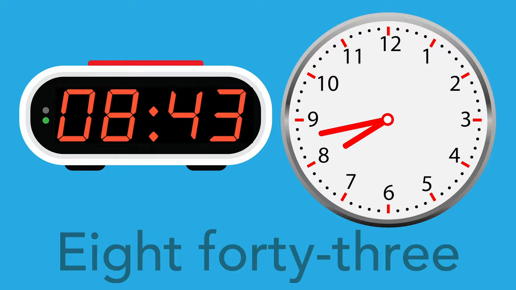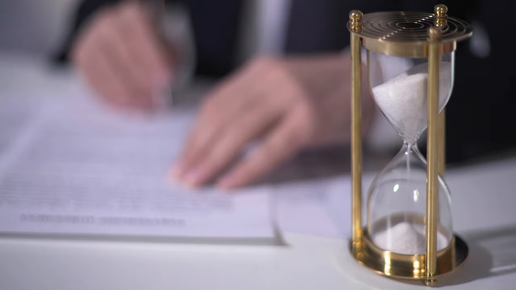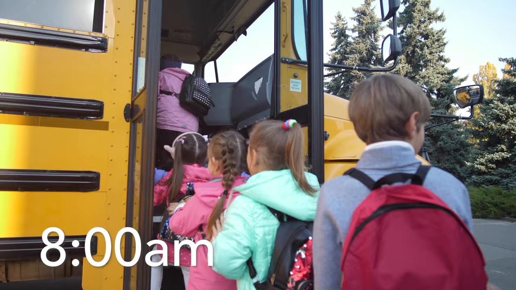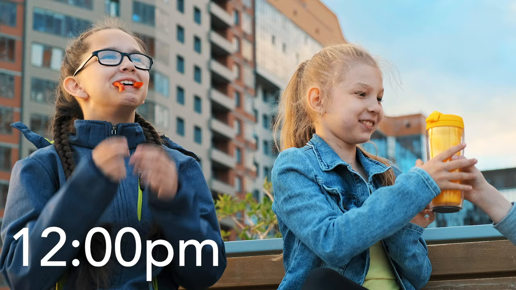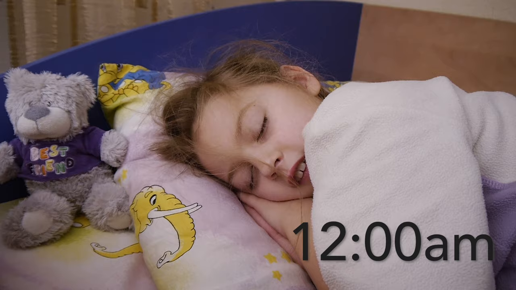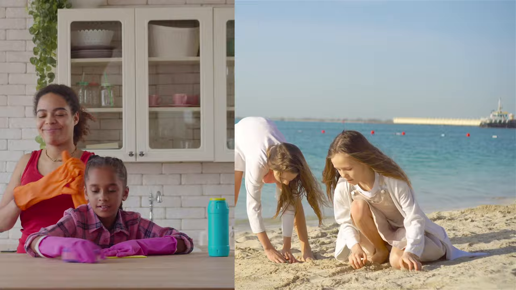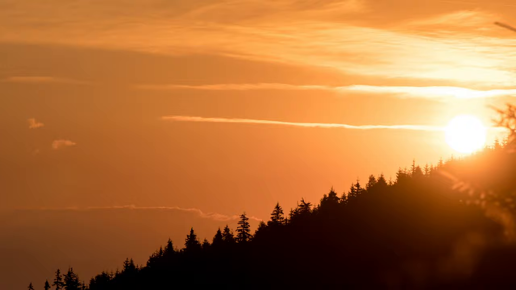Learning how to tell time is a good thing because we use time to measure all sorts of things. At 8 a.m., you may get up in the morning to go to school. At 8 p.m., you may be getting ready for bed. 12 p.m. might be your lunchtime, while 12 a.m., you're probably fast asleep. Time seems to go quickly when we are doing something we enjoy, and slow down when we're doing something we might not like. No matter what you're doing, time keeps moving and never stops.